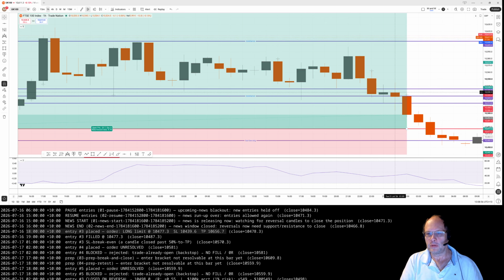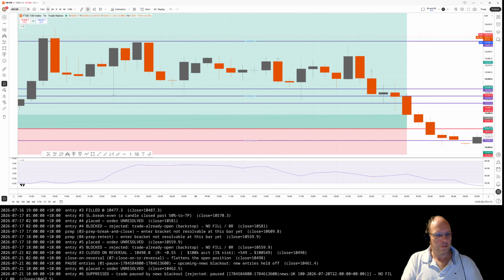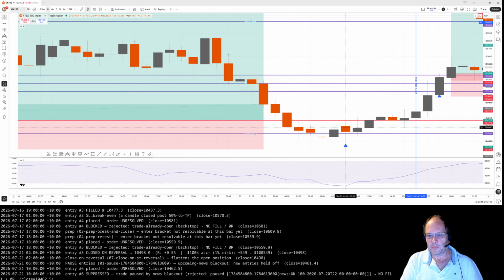So where's its other entry? Entries resume, news start, news end. It placed an order here, and it got filled at the 6 p.m., the 21st of July. So there it is again. Because it had break and retest, I guess it's just placing it straight on that order. Long, and it got filled at 7 p.m. So it placed the order here, got filled at 7 p.m.